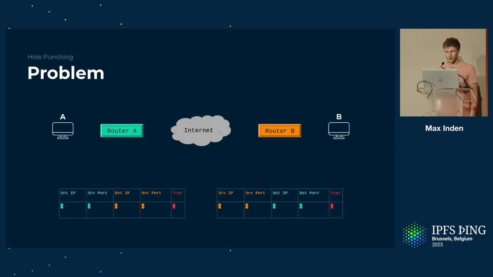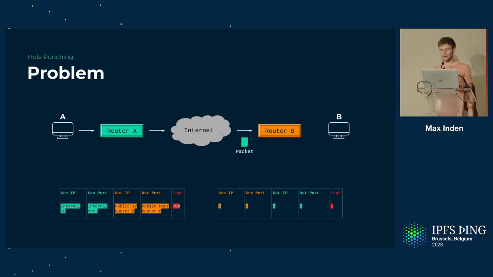Cool. So what is the problem? By the way, in case you find these graphs fancy, none of them were created by me. All of them were created by Dennis. So let's say A wants to connect to B. A sends a packet to B. That will add an entry on the very left to its routing table, to its NAT mapping table.